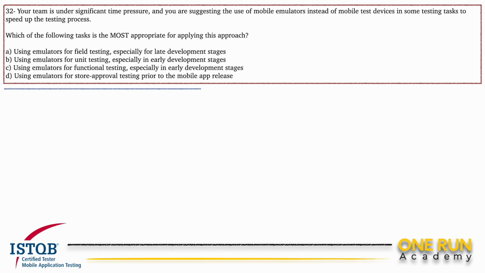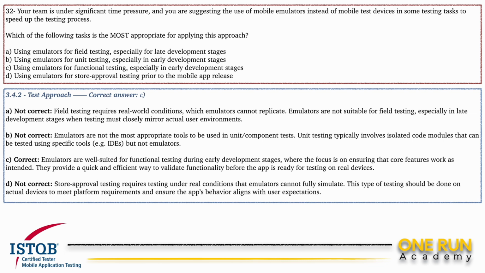Starting with option A, using emulators for field testing, especially for late development stages. Okay, so this is not correct. Field testing involves testing the app in real-world environments to see how it performs under actual conditions, like varying network speeds, GPS accuracy, and real-world user behavior.